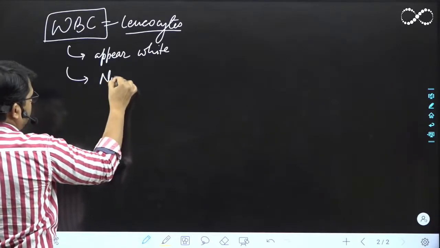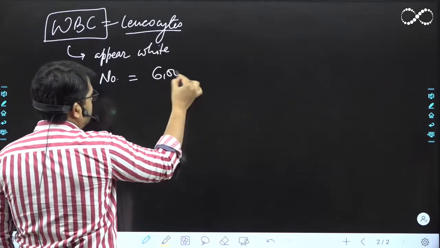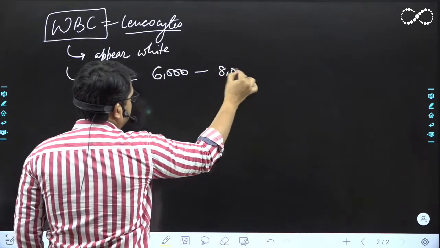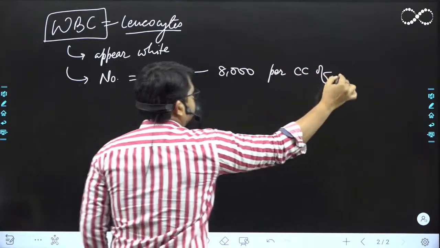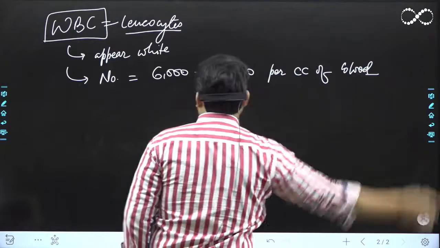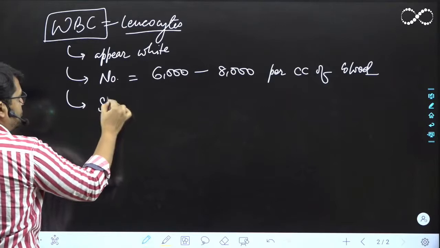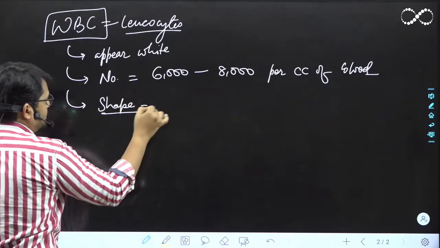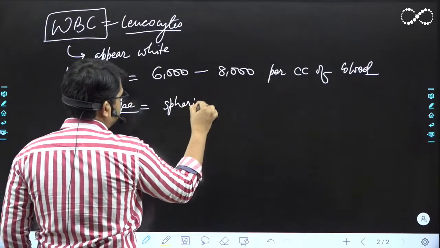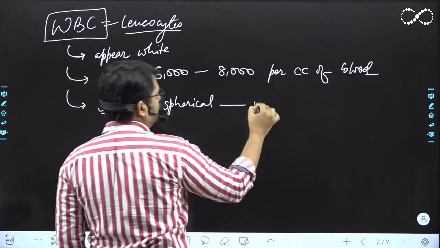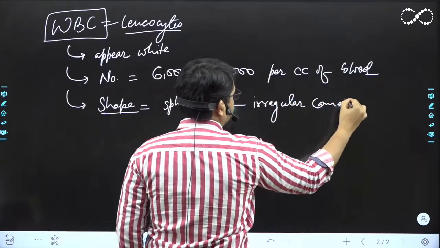है ना? If we are talking about number of WBCs, it is going to range anywhere between 6,000 to up to 8,000 per cc of blood. Okay, per cc of blood. Great. What about the shape of WBCs? The shape can be from spherical to up to irregular or amoeboid, है ना. हम लोग देखेंगे अलग अलग शेप होते हैं.